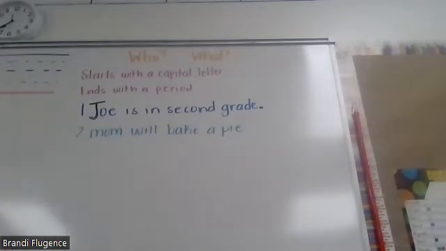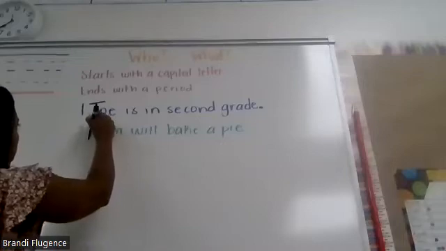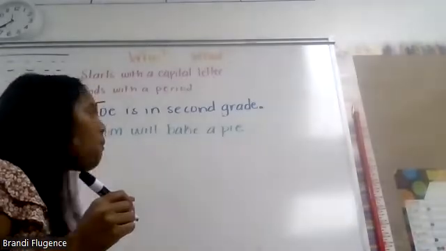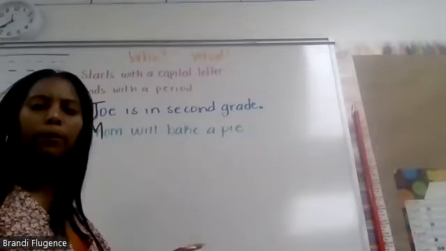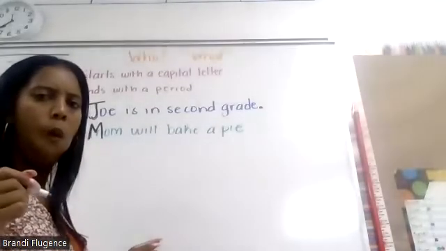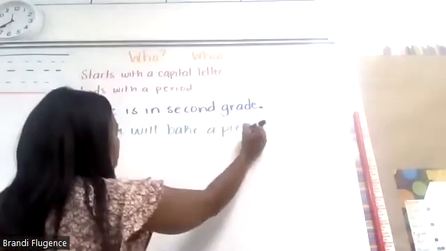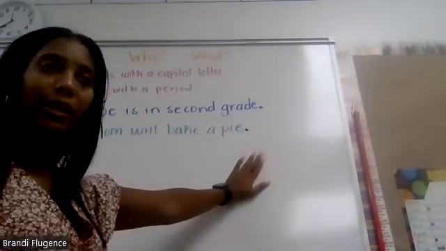Okay, Joshua, how do I write this correctly? Capitalize the M. Okay, capitalize my first letter M. Period. Yes, put a period at the end. Good. Okay, so we capitalize our first letter and put a period. That's basic and that's easy, right?